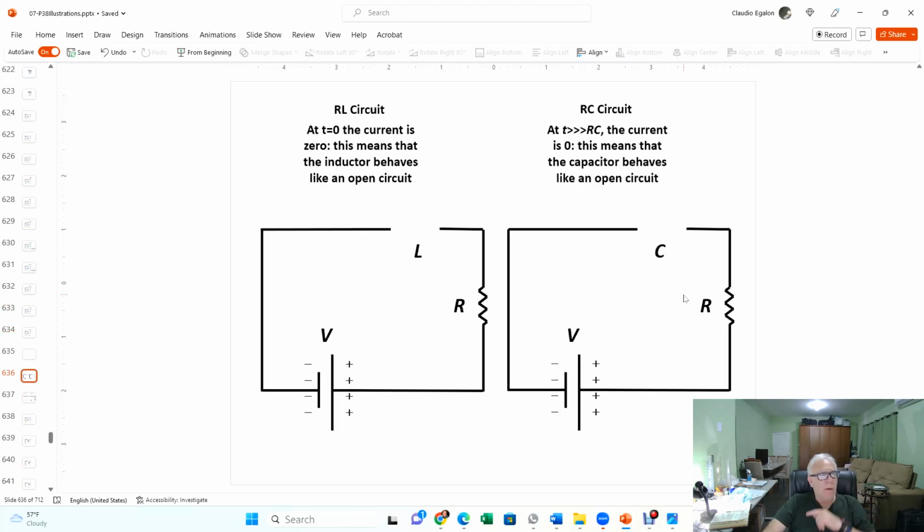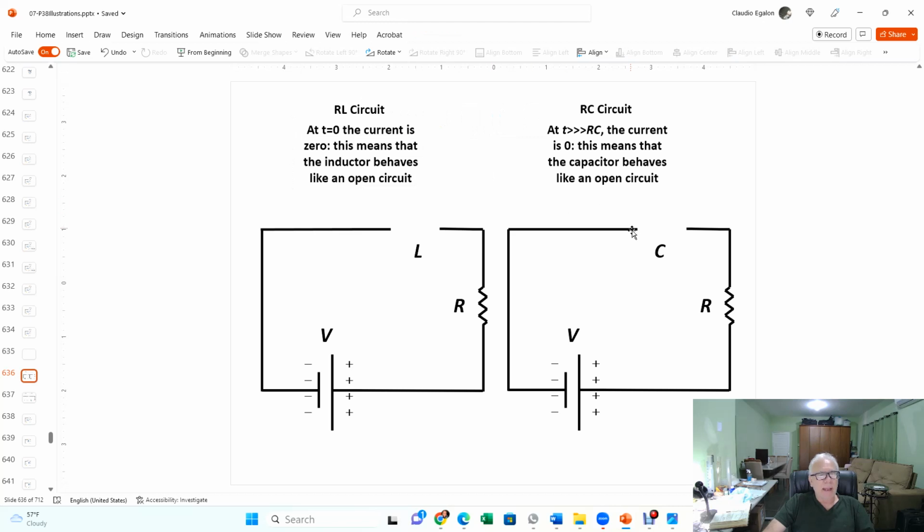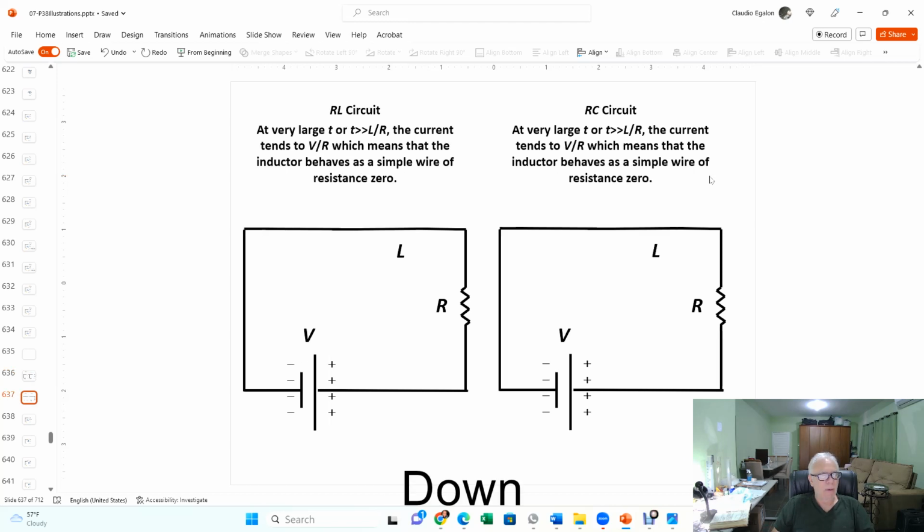Here you go. There is a very close parallel between an RL circuit and an RC circuit, okay? So in an RL circuit, at time t equal to 0, the inductor behaves as though there is nothing here, as a broken wire in the circuit. Something like that happens to the capacitor too, but it happens to the capacitor only when t is much greater than RC. That's the behavior of the capacitor and the inductor.